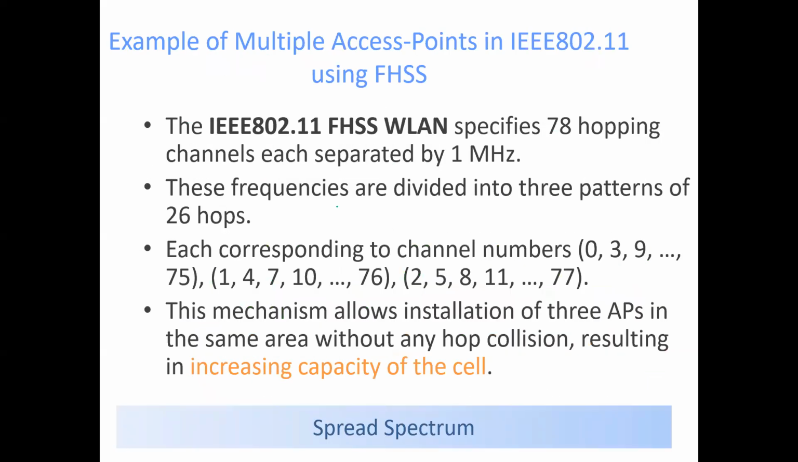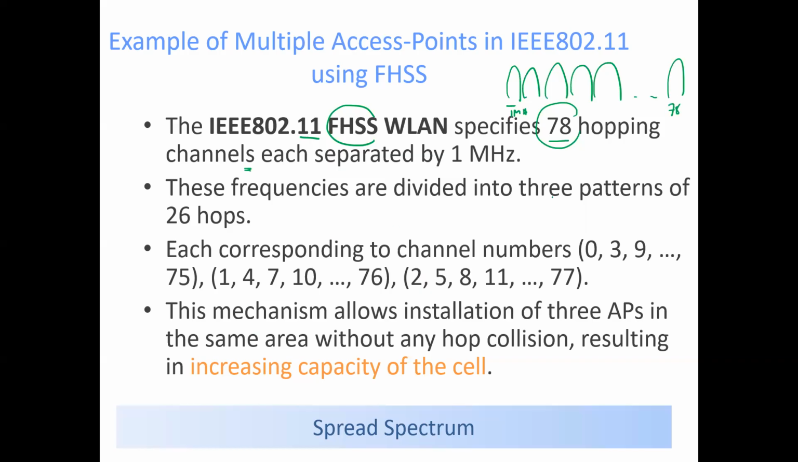And for 802.11, which applies frequency hopping for wireless LAN, there are 78 hopping channels. So the frequency hop is over 78 frequencies. Okay, each separated by 1 megahertz. So one channel has 1 megahertz, and then it spreads up to 78, right?